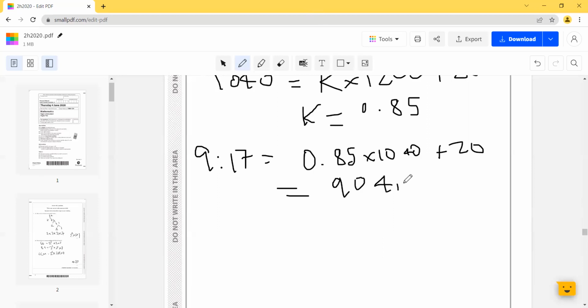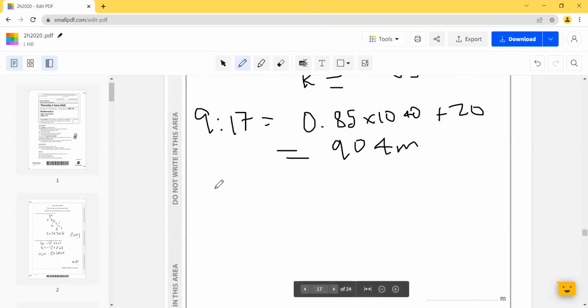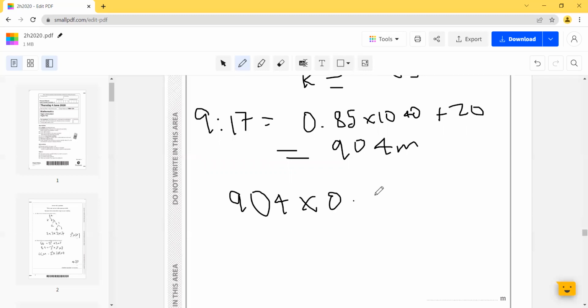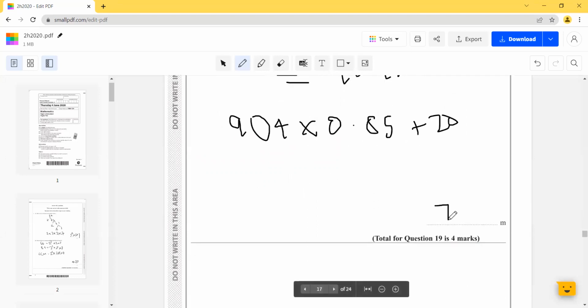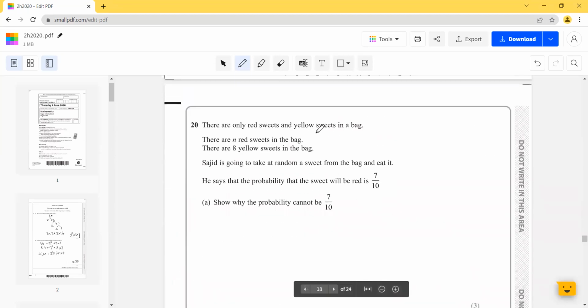And again, at 9:18, you can figure out what it is. So we can do 904 times 0.85 plus 20. Okay, so what is that? Let's see. 788.4. And that's how you do this question. Okay.